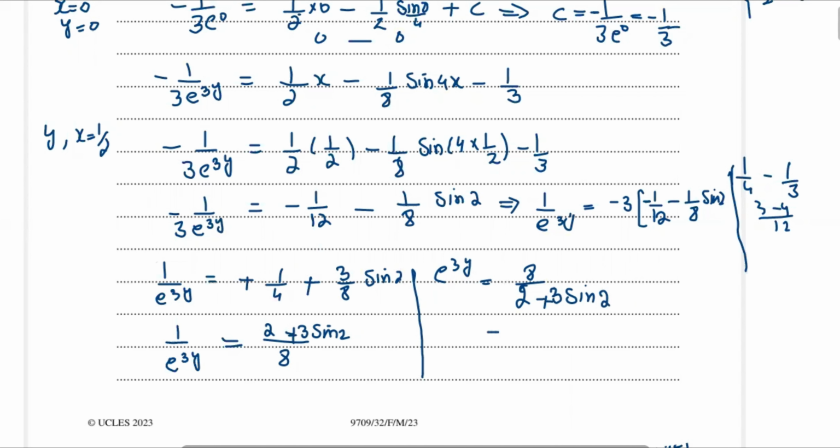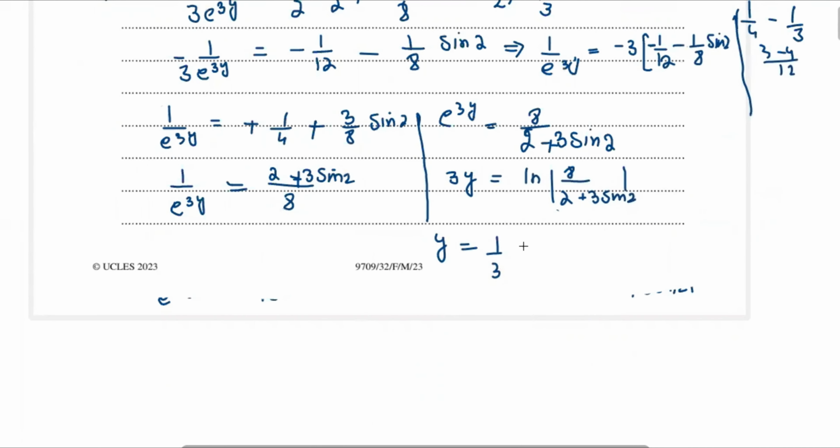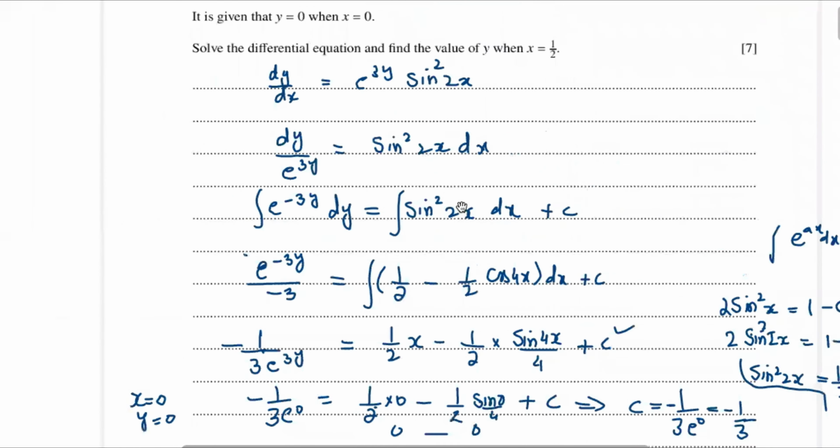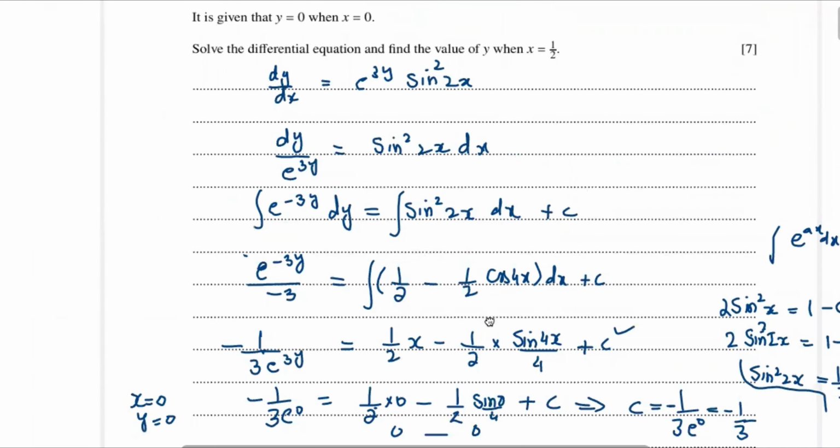Now you can write it in logarithm form. Then you take the logarithm on both sides. That value will be equal to 3y equal to ln 8 over 2 plus 3 into sine 2, and y will be equal to 1 over 3 ln 8 over 2 plus 3 into sine 2. Now we calculate the value. Now that's equal to 0.175, and this is the value of y at x equal to 1 over 2.